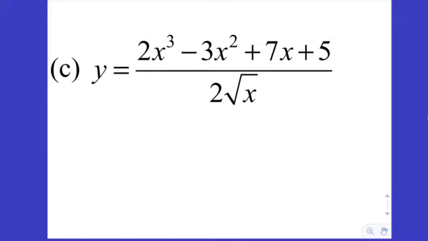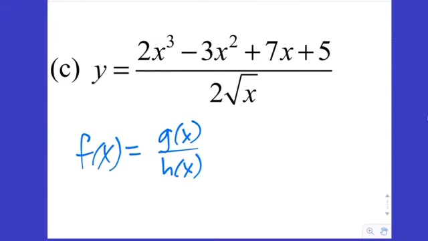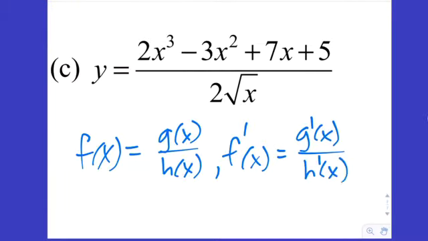Oh boy. We got a cubic in the top and a square root of x in the bottom. Is there a rule that says if f of x equals g of x over h of x, then f prime of x is equal to g prime of x over h prime of x? Did we talk about that rule? In other words, can I just take the derivative of the top using the power rule and divide it by the derivative of the bottom using the power rule?